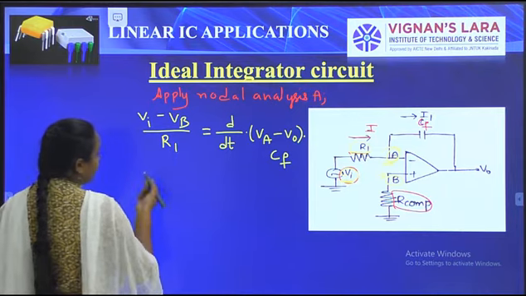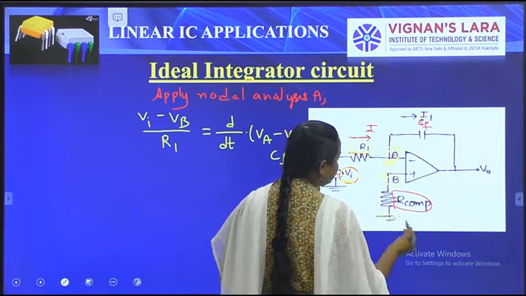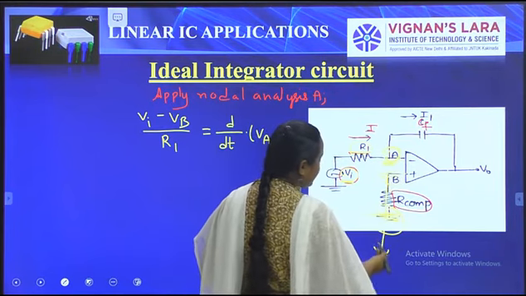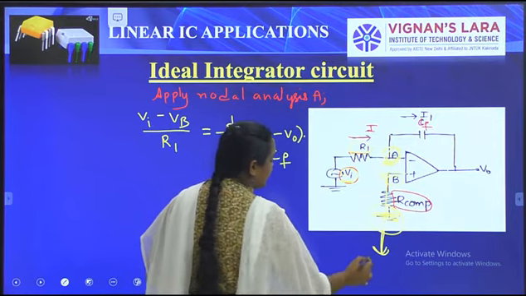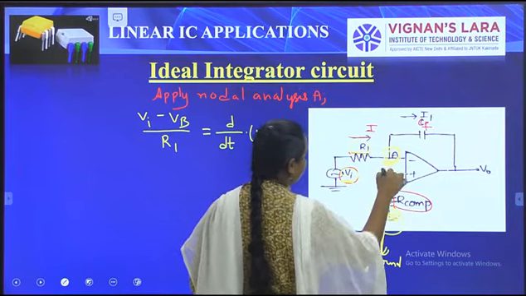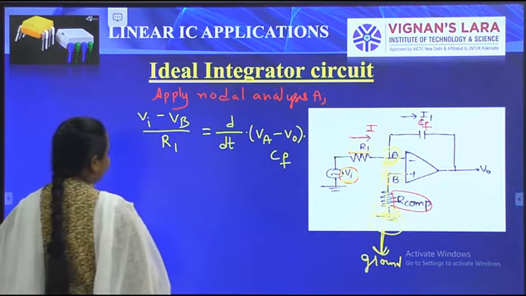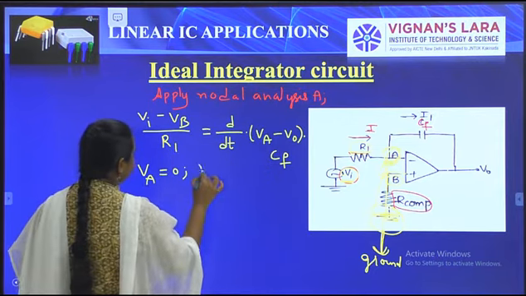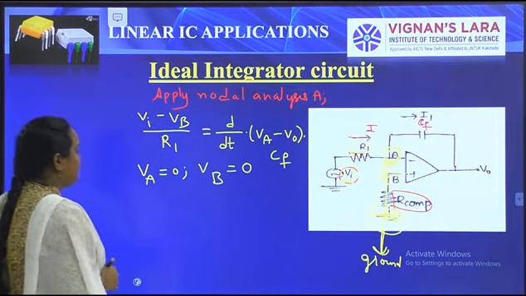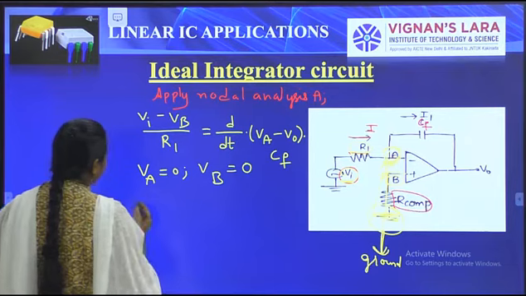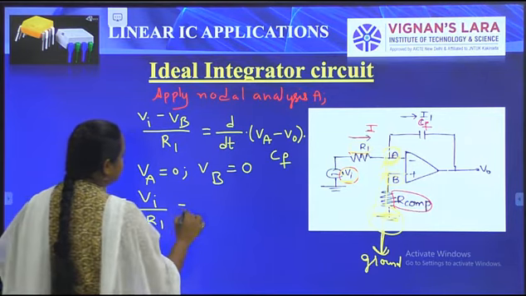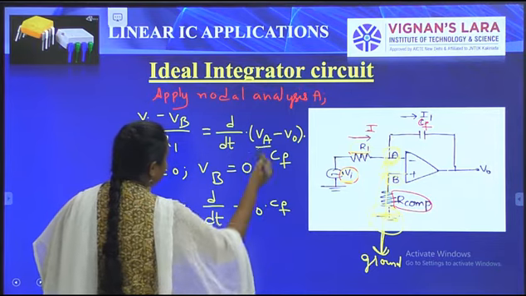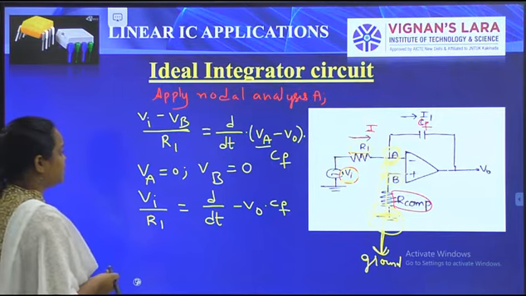From the circuit, the non-inverting terminal is grounded, so VB is equal to 0. The same voltage appears at the inverting terminal, so VA is equal to 0, because we are connecting this network to ground. Now we can put the VA and VB values in: VI by R1 is equal to minus CF d by dt of V0. So simply put VB equals 0 and VA equals 0 from the network.